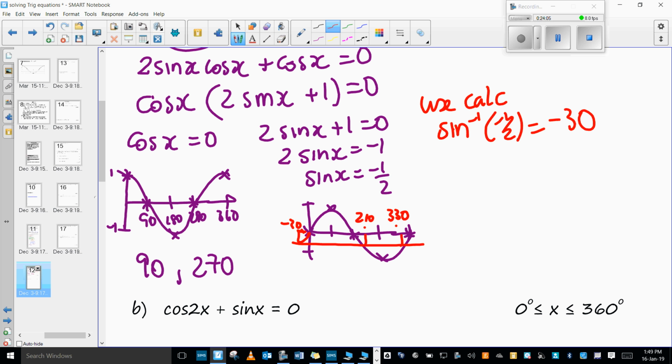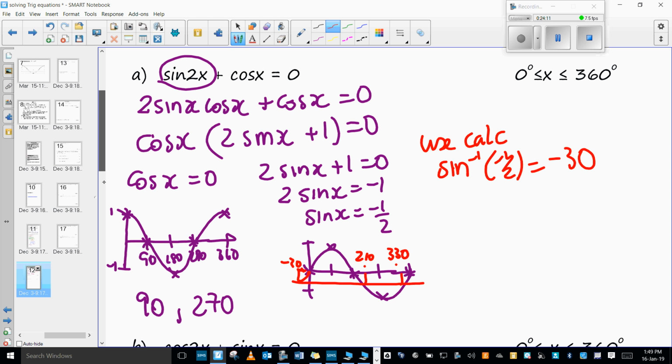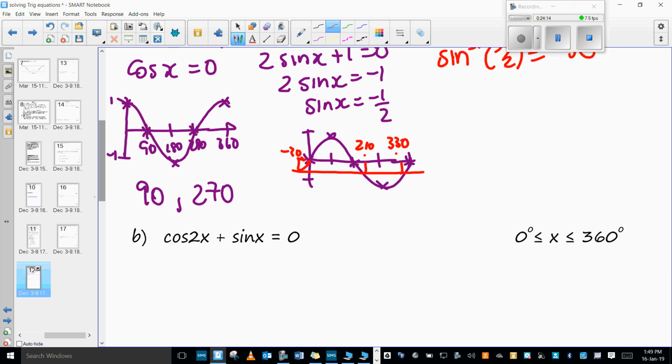Yeah, you all happy with that? And so we just double check what was our range: between 0 and 360. So therefore we're going to have 90, 270, 210 and 330. There are 4 solutions.